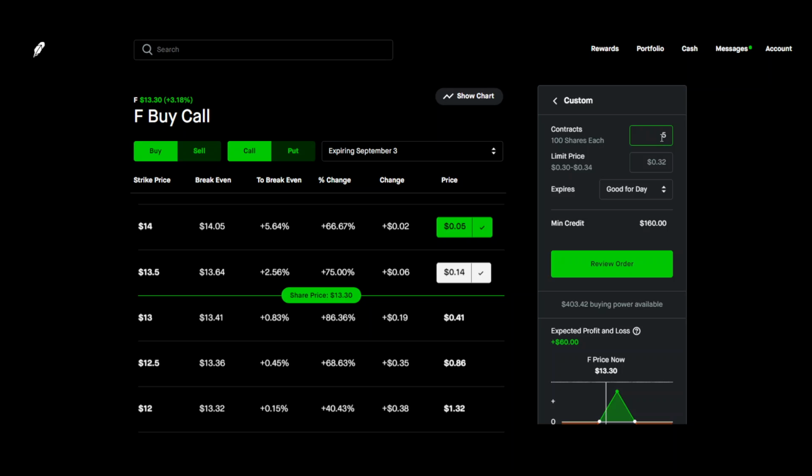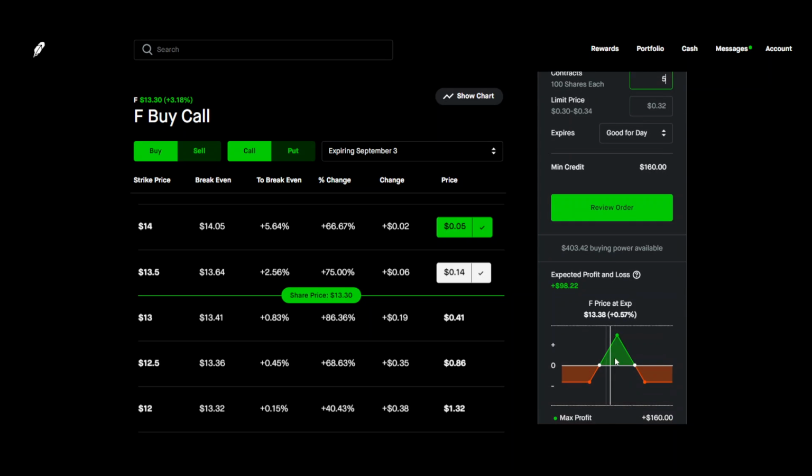Like I said, if you believe in this trade, you should definitely do more contracts to get a bigger profit, but you will get a bigger loss if you're in the red.